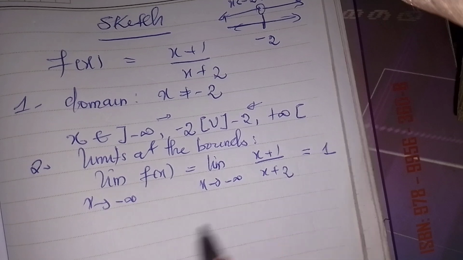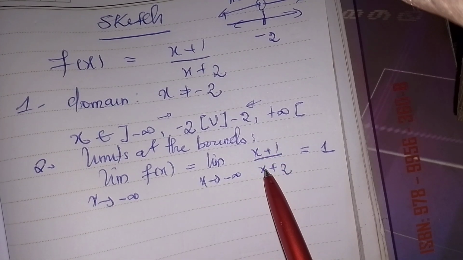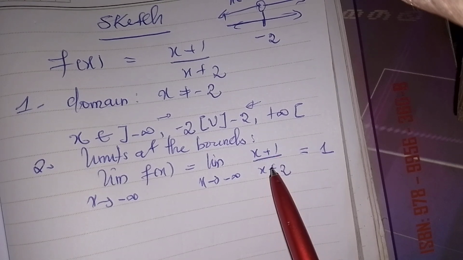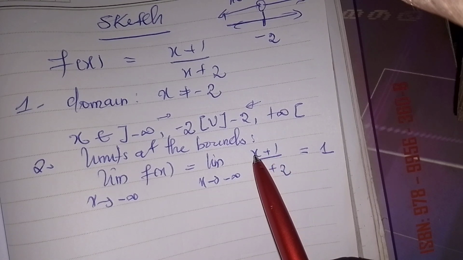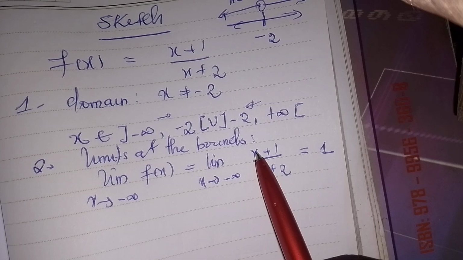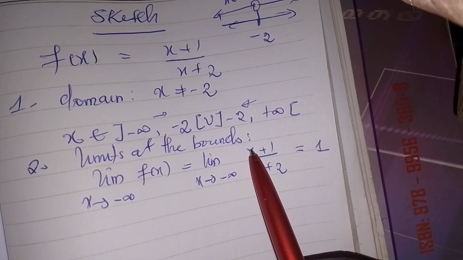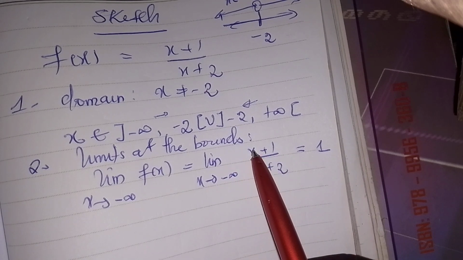Why is it 1? Because the numerator is a polynomial and the denominator is a polynomial. So the limit of the ratio of two polynomials is just the ratio of the coefficients of the highest power of x. Here, the highest power of x is x raised to the power 1, right? So I just carry the x.